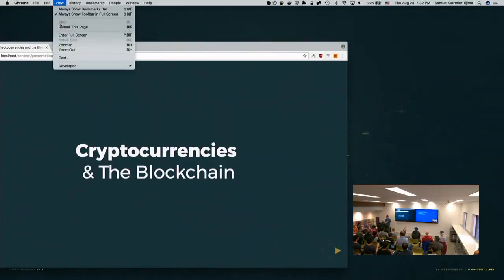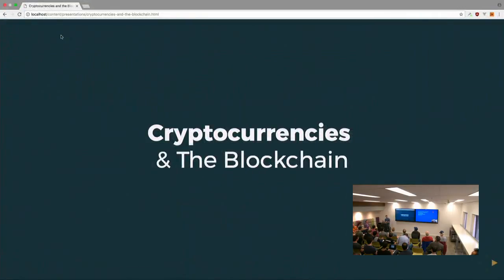All right, so I'll go through, I guess, more of the introductory part of this, and then after that, I'll start showing a bit more about how you can actually make a cryptocurrency in Python. Okay, let's get set up.